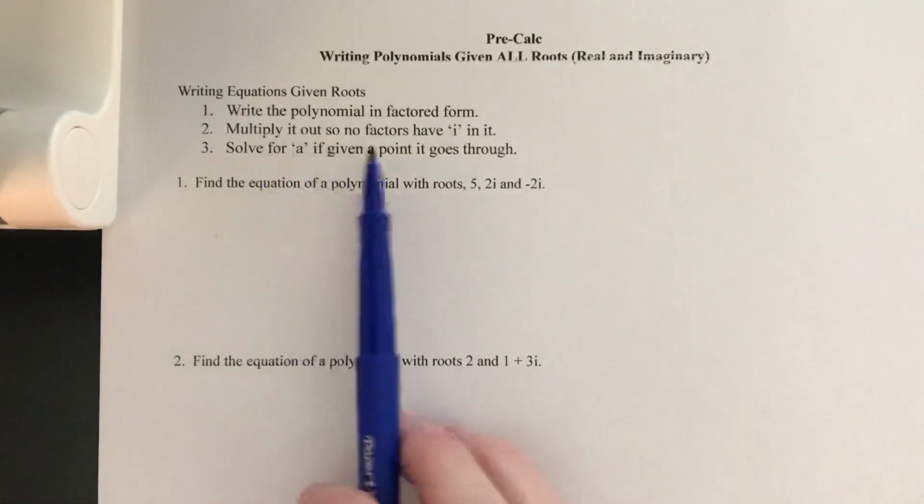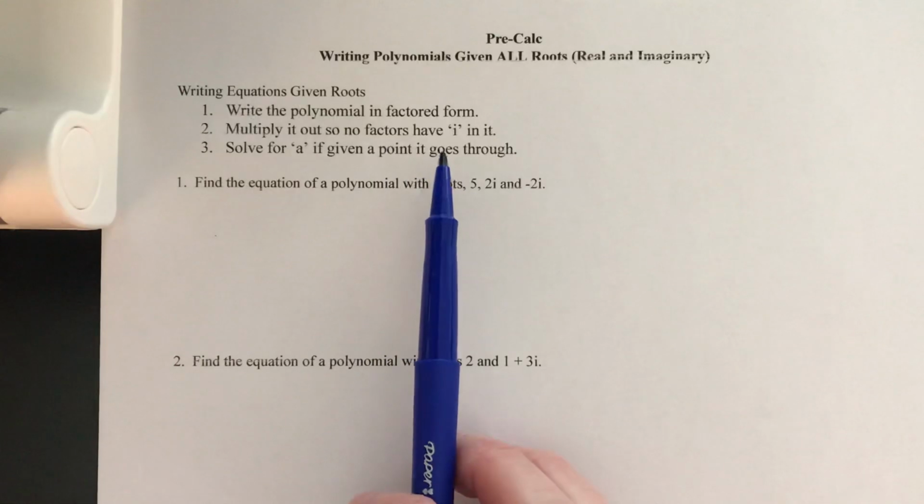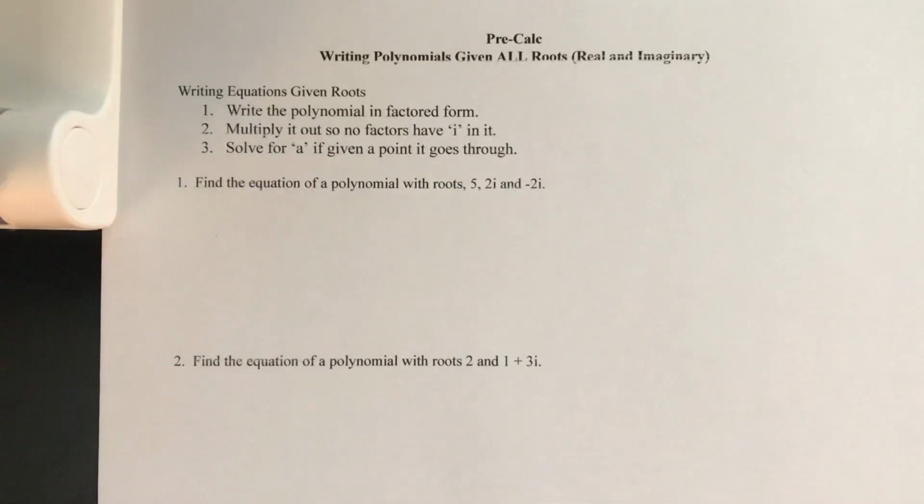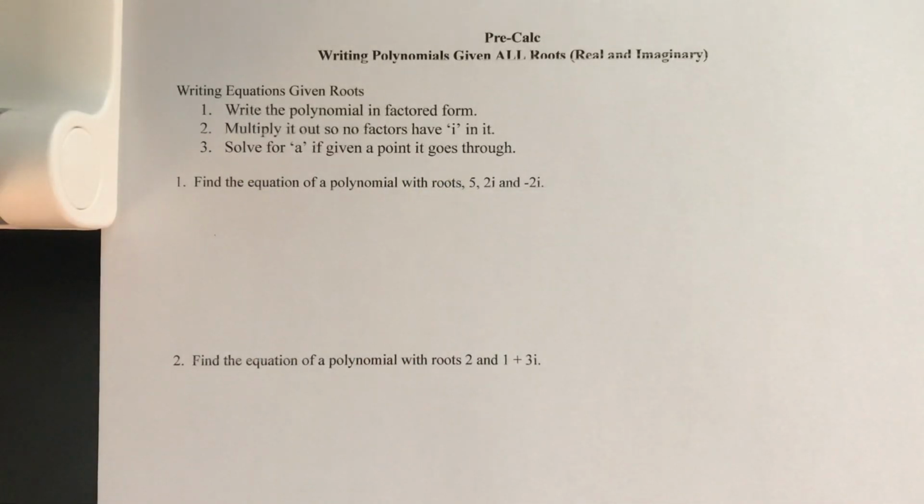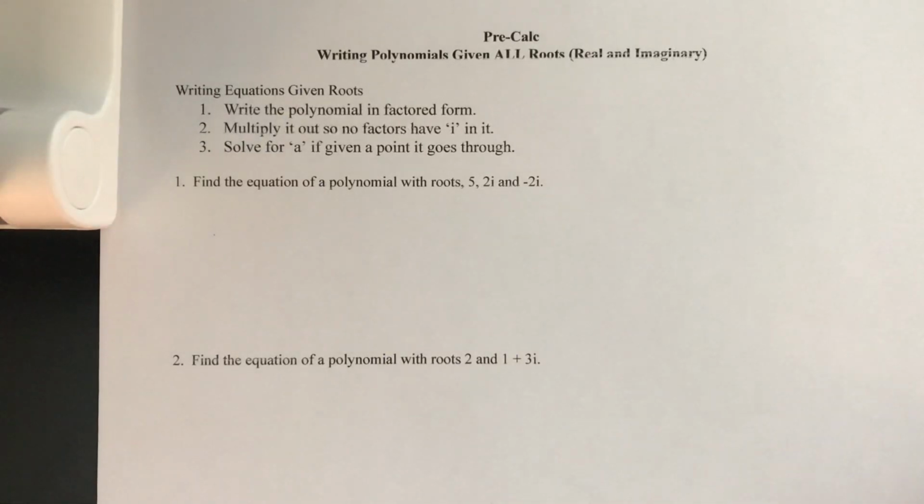Well, what you're going to want to do is multiply it out so that there is no i in your polynomial equation. And then the last thing, similar to what we did in previous videos, was to solve for a if we knew that it went through a certain point.